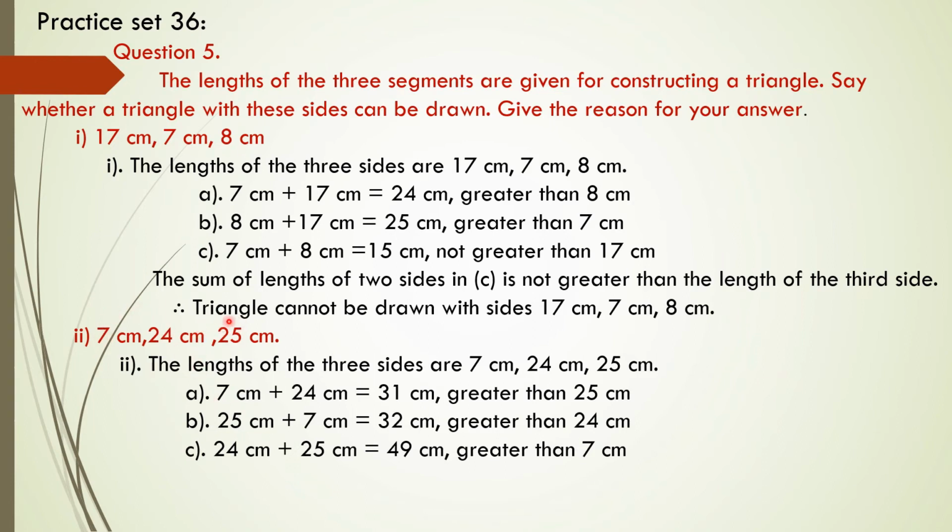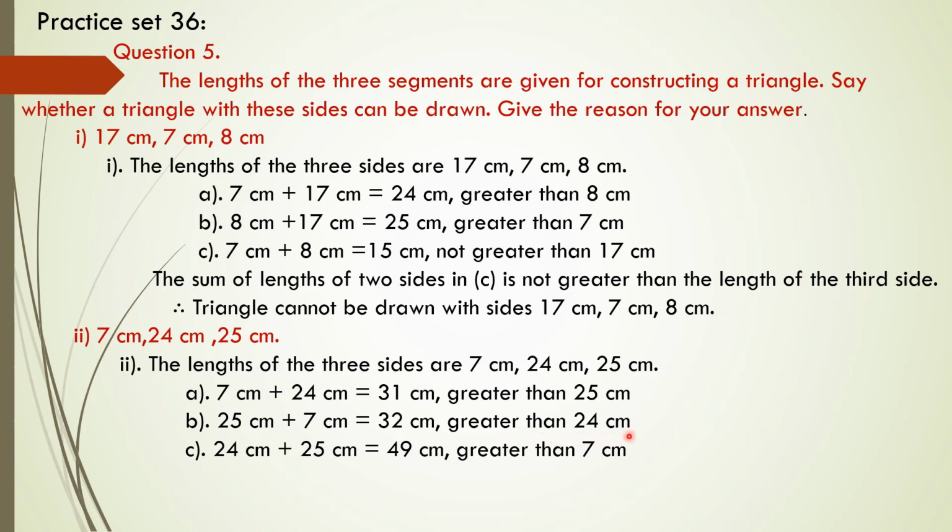7 centimeter plus 24 centimeter is 31 centimeter. That is greater than 25 centimeter. And next I am taking 25 centimeter and 7 centimeter. Therefore 25 centimeter plus 7 centimeter is equal to 32 centimeter. That also is greater than 24 centimeter.